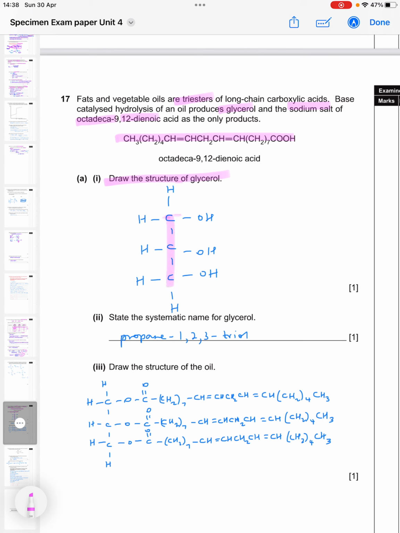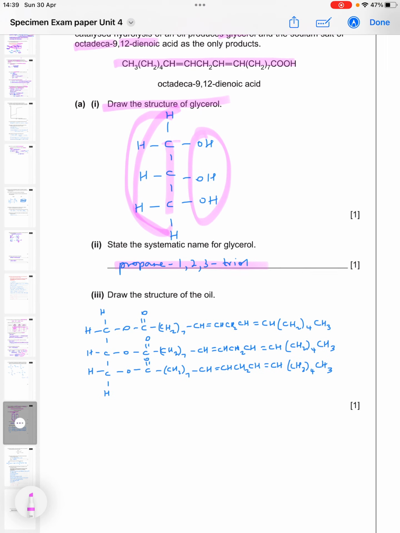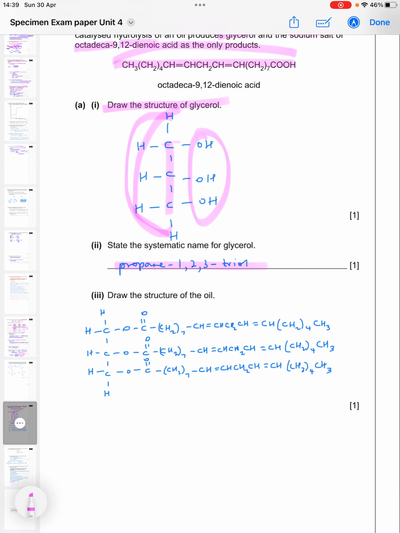Draw the structure for glycerol. You should know that straight away. I always draw it going down the way. So C, C, C, 3 carbons in a row. Each of those then, you're putting the hydrogens on them, and then on the right hand side there's an OH group on each. Then the systematic name for glycerol is propane-1,2,3-triol.